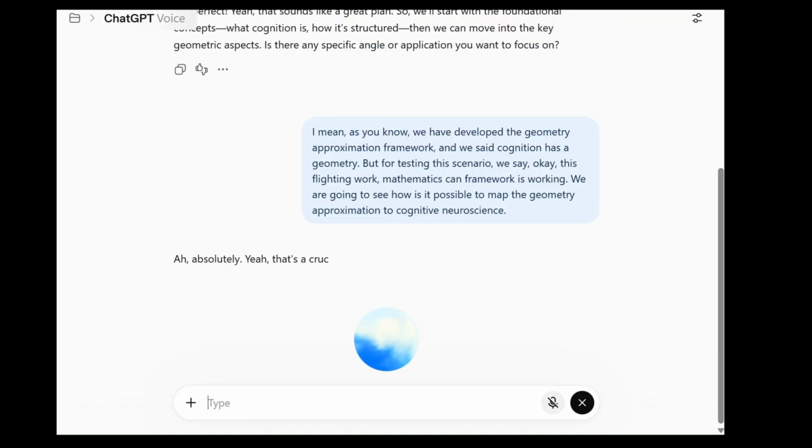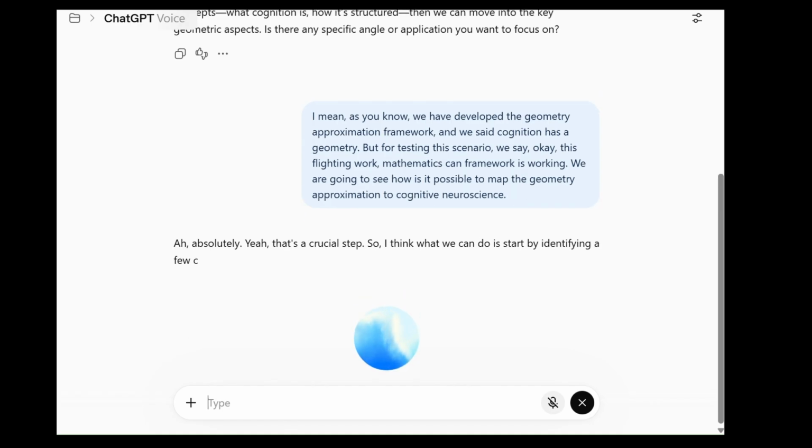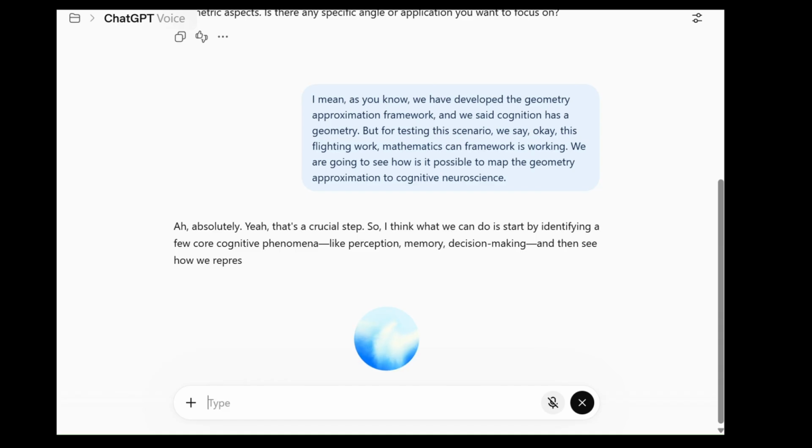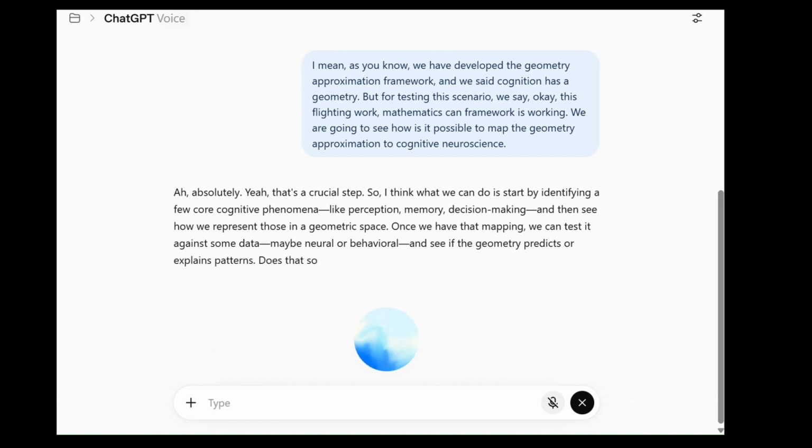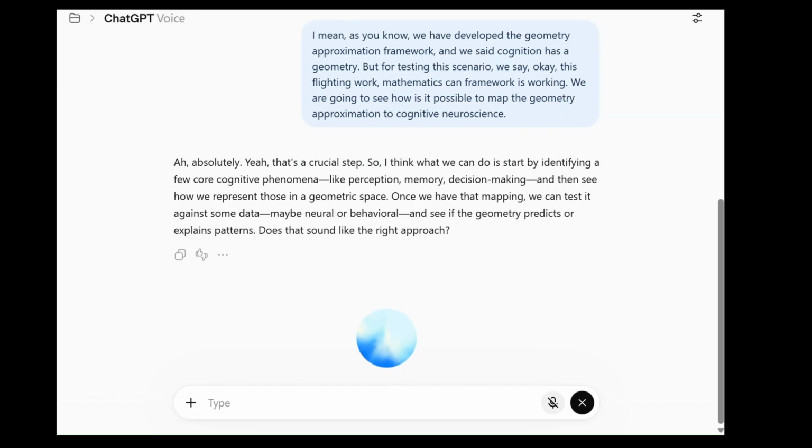Absolutely, that's a crucial step. So I think what we can do is start by identifying a few core cognitive phenomena like perception, memory, decision making, and then see how we represent those in a geometric space. Once we have that mapping, we can test it against some data, maybe neural or behavioral, and see if the geometry predicts or explains patterns. Does that sound like the right approach?